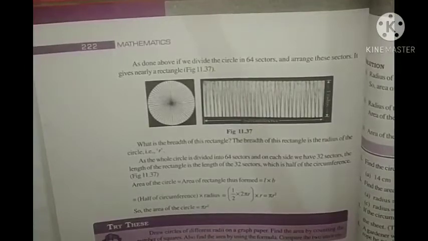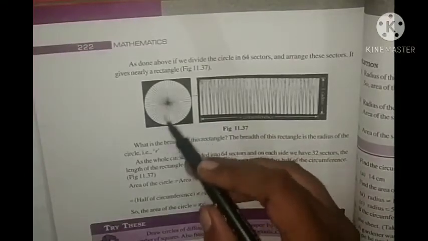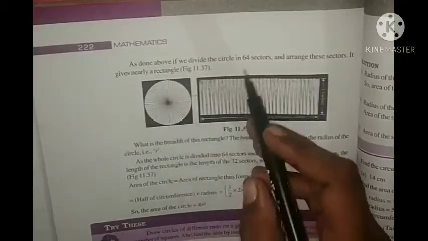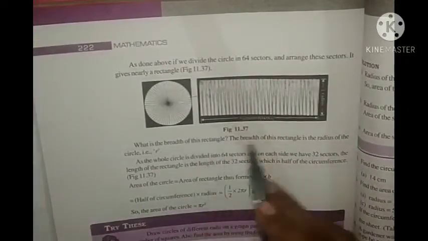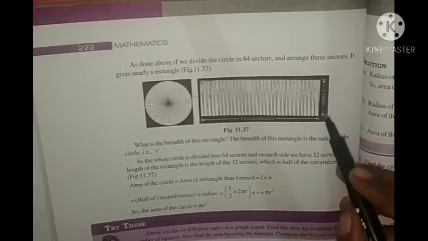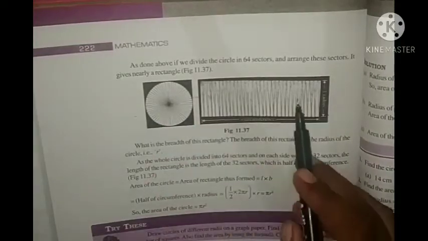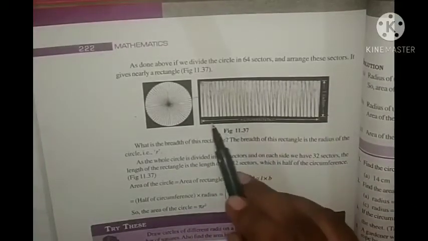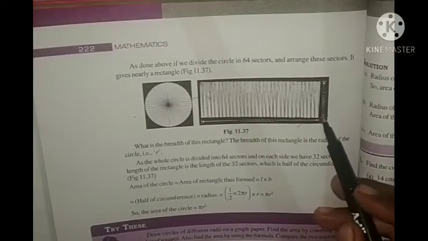Next we will see area of circle. Here this is a circle and it is divided into 64 sectors, meaning 64 parts. If you open these 64 parts, what will you get? You will get a rectangular shape. Here this length is the circumference and this breadth is your radius. So you can change this circle into a rectangle.